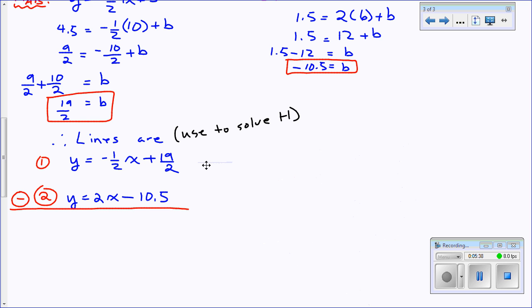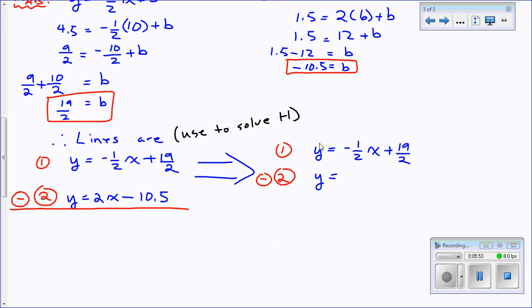So what I'm going to do is I'm going to change my equations to look something like this. Both of my equations are going to have fractions for any decimals that are there. So in this case, the first equation doesn't change, but the second equation does. So I'm going to change 2 in front of the x to be 4 over 2, and then minus 10.5 is really just negative 21 over 2. So when we subtract those two, we're going to get this equation: 0 is equal to negative 5 over 2 x plus 40 over 2.